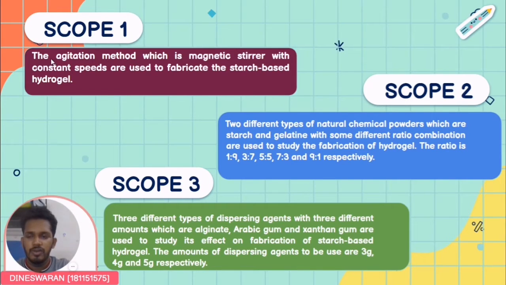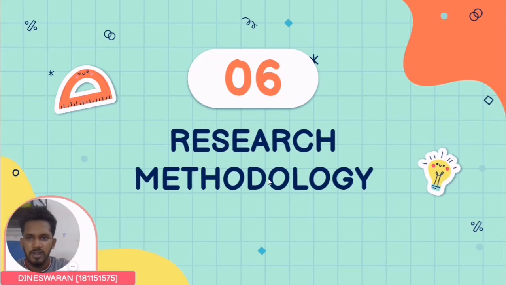So for the scope of study, there are three scopes. For scope 1, it is about the agitation method, in which a magnetic stirrer with constant speed is used to fabricate the starch-based aerogel. For scope 2, two different types of natural chemical powders, which are starch and gelatin, with some different ratio combinations, are used to study the fabrication of aerogel. For scope 3, three different types of dispersing agent with three different amounts, which are alginate, Arabic gum, and xanthan gum, are used to study their effect on fabrication of starch-based aerogel. The amounts of dispersing agent to be used are 3 gram, 4 gram, and 5 gram respectively.